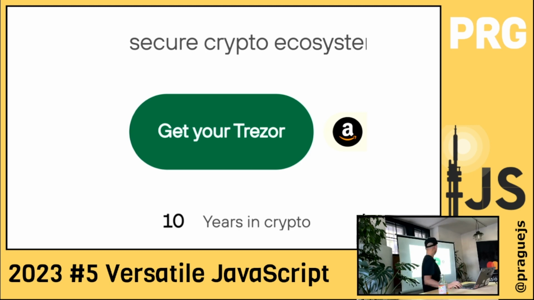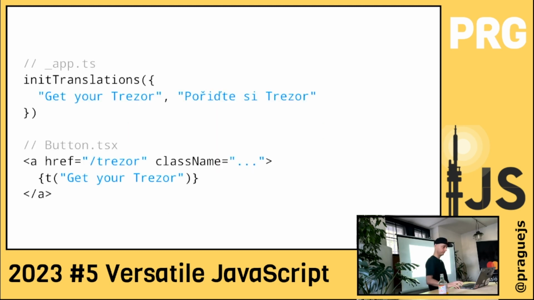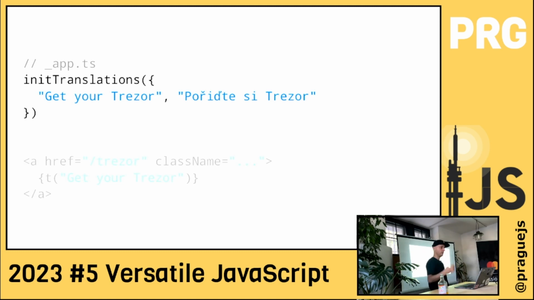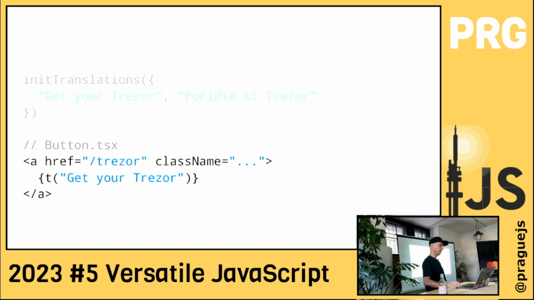And yeah, so back to the call to action button. How could we implement the naive implementation? Let's say we use Next.js, so we have some app.ts, and there we would like to init the translation with a dictionary. The dictionary is basically a key value structure where we have the strings. Let's use the English sentences or phrases we have on the website, and let's provide the Czech translation for it. That's the naive version of the dictionary, and we use the dictionary on the button itself.